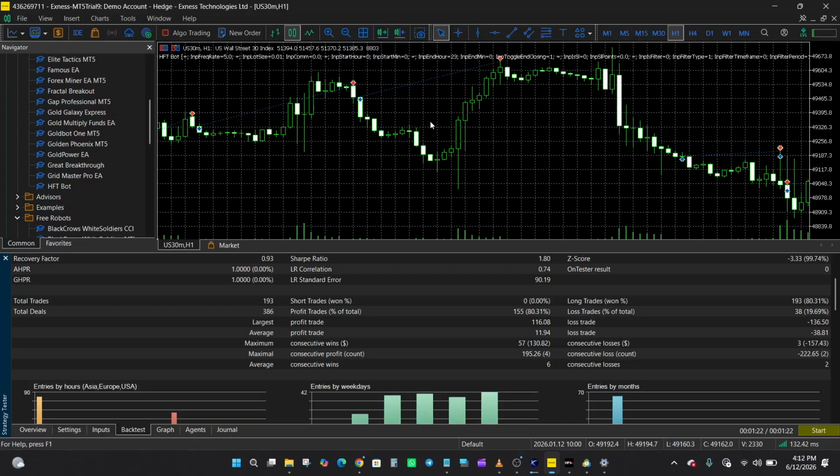As always, historical backtest results should never be considered a guarantee of future performance. Test thoroughly, optimize carefully, and make sure the strategy fits your risk tolerance before considering live deployment.